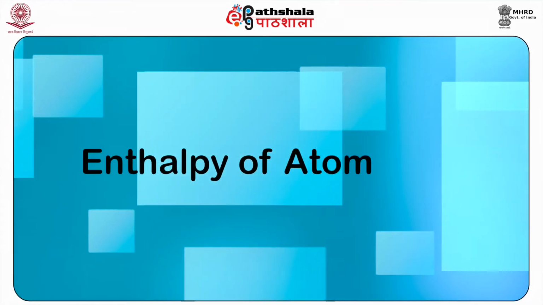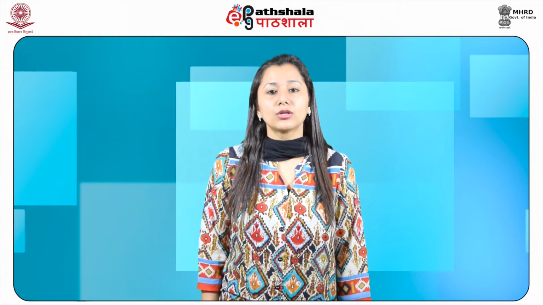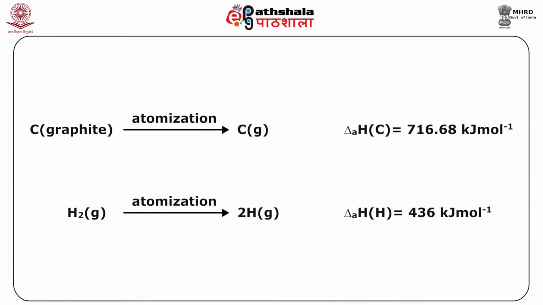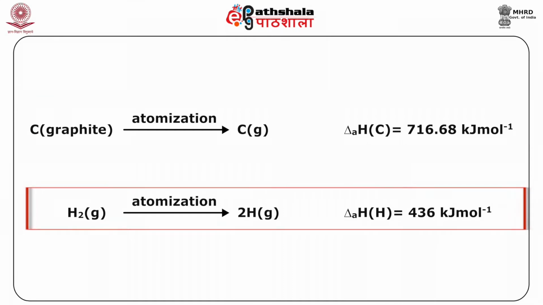Now we shall look at the enthalpy of atomization. It is the amount of heat required to convert one mole of the substance into its constituent atoms in the gaseous state. For the reaction, we have delta HA for graphite is equal to 716.68 kilojoules per mole. For the reaction, we have delta HA of H is equal to 436 kilojoules per mole.